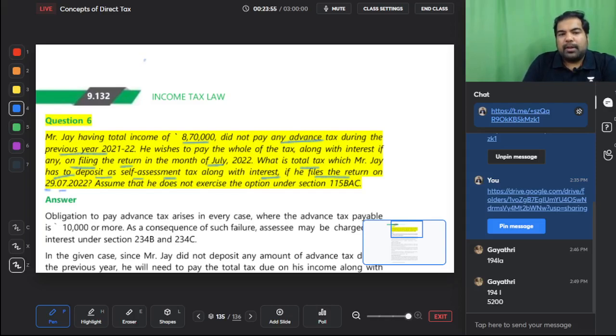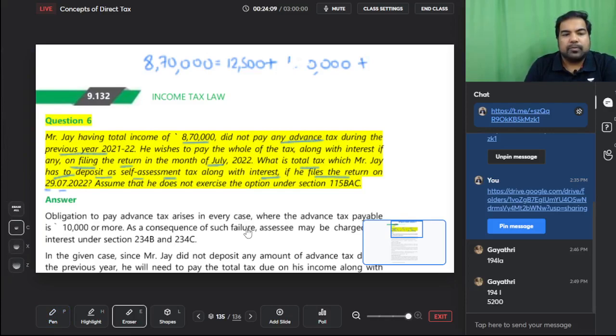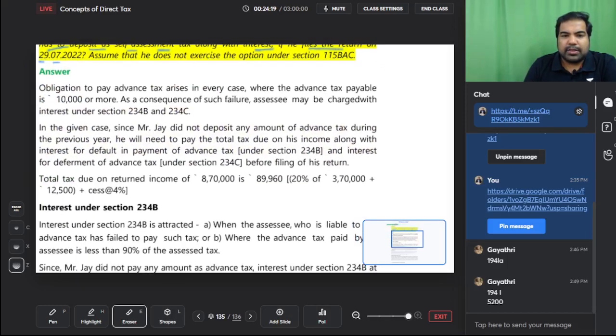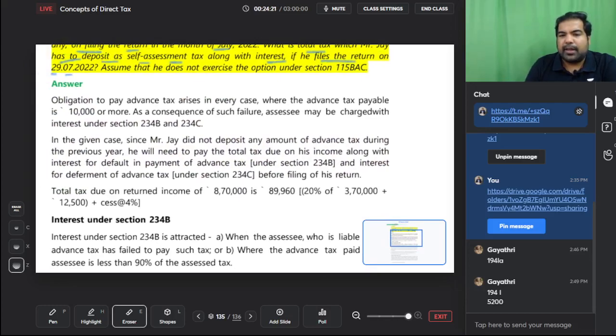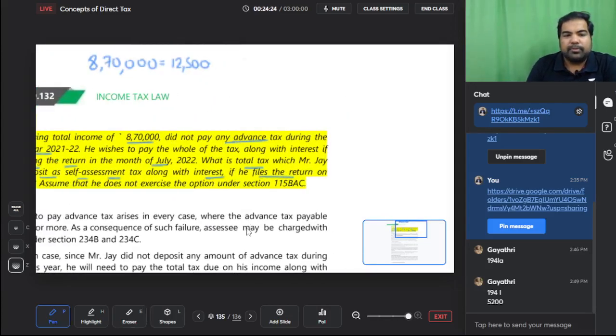So first of all, let's calculate his tax on 8,70,000. Assuming, guys, he is under 60, 12,500 up to 5 lakh. Then 5 lakh to 8 lakh 70, on 3 lakh 70 at the rate of 20%. So his tax is basically 89,960. I'm just putting that final number here, 89,960. This is his tax liability along with surcharge.